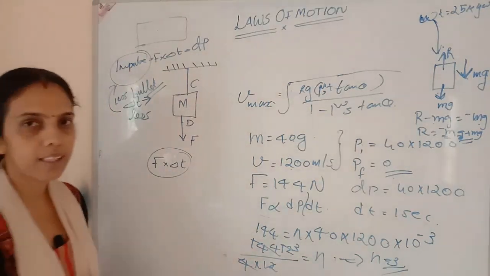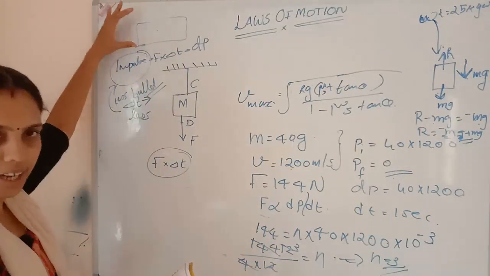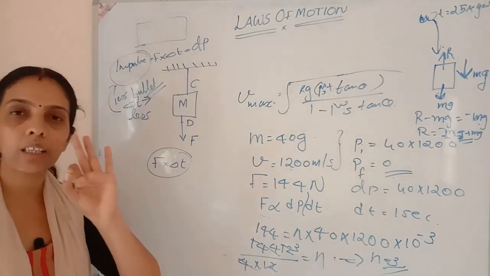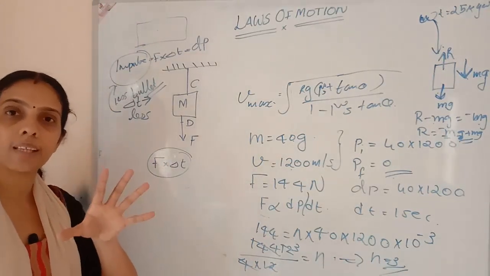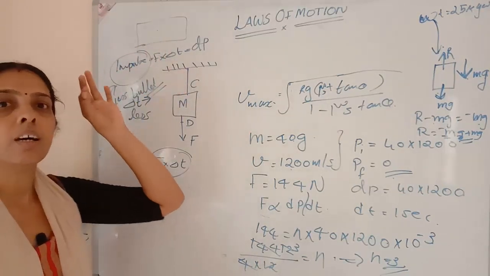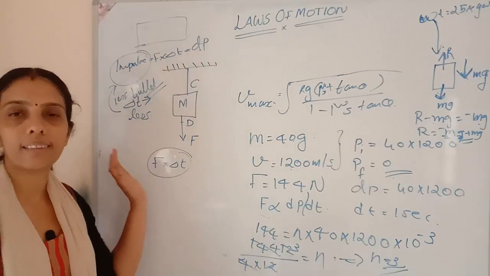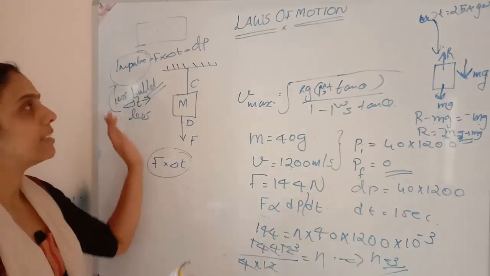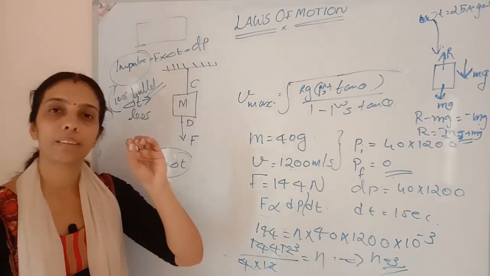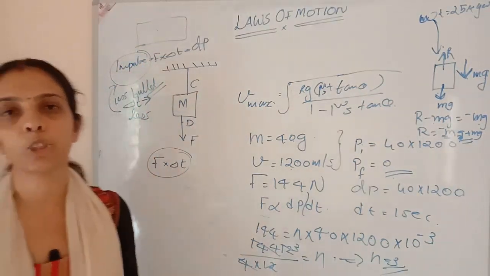Okay, so what is the reason? I'll tell you once more. For a stone to pass through the glass, it will take more time in comparison with the bullet. So impulsive force will be more for the stone than that of the bullet. That is why the bullet can easily pass through it, but the stone will be breaking the glass into pieces.